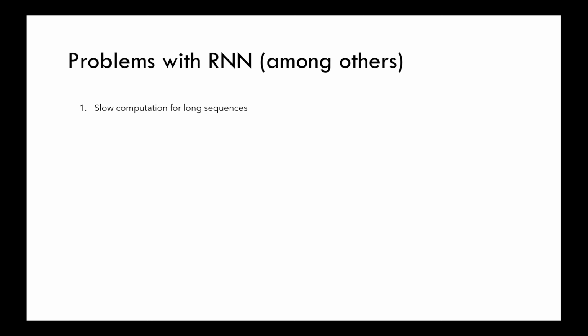The second problem is that the recurrent neural network cannot be parallelized. Because every time we need the previous output, we cannot make it in parallel. So we cannot give it all the tokens at once and run the calculation in parallel, because anyway we need the previous output. Then we have the problem of vanishing or exploding gradients.